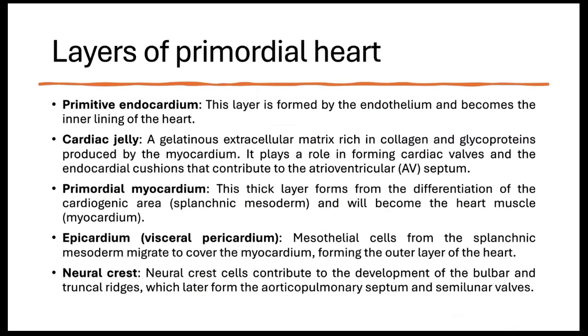Then the epicardium, which arises from mesothelial cells, which come from the mesoderm, and they kind of come over the myocardium and cover it, which forms the outermost layer of the heart. And lastly, we have the neural crest. So the neural crest cells help in the formation of the ridges which are present in the heart, which later will form the aorticopulmonary septum as well as the semilunar valves.